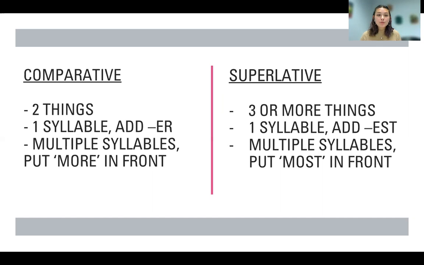So comparative is used when there are just two things to compare between. For one syllable comparative adjectives, we're going to add ER to the end, and multiple syllable adjectives will put more in front of it. For the superlative form, that's when we are comparing three or more things. So when you see words like all of the class or ever, we know that we're comparing between more than three things. For one syllable superlatives, we're going to put in EST to the end of the adjective. And for multiple syllables, we'll say most in front of it. And I'll show those next.